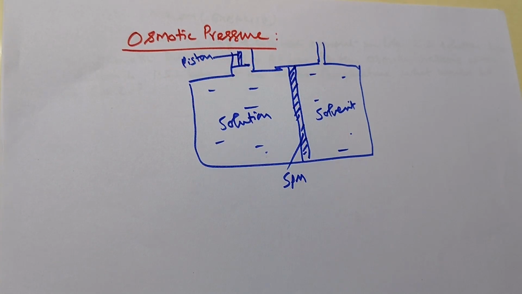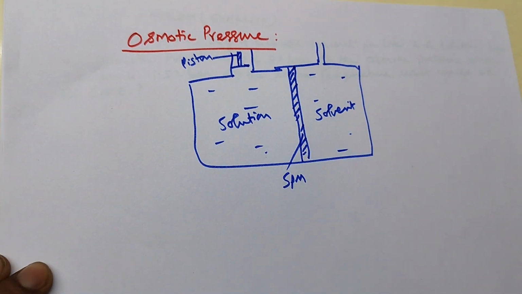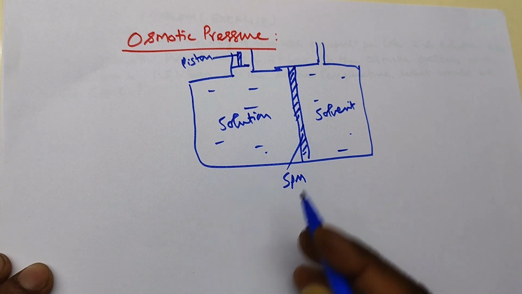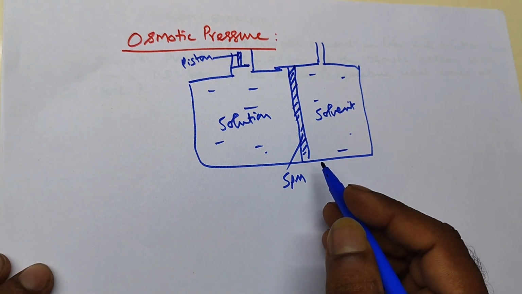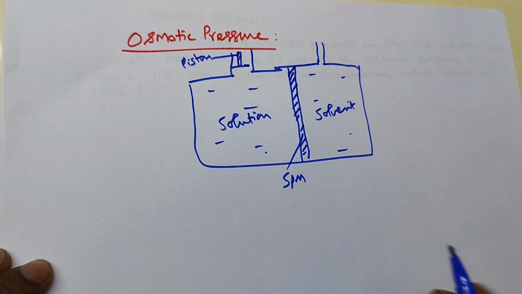Now, before defining osmotic pressure, first we will explain that SPM stands for semi-permeable membrane. There are two types of semi-permeable membrane. One is natural and another is artificial. The natural one is nothing but animal bladders, for example, a pig's bladder is naturally a semi-permeable membrane. The artificial semi-permeable membranes are parchment paper and cellophane sheets.